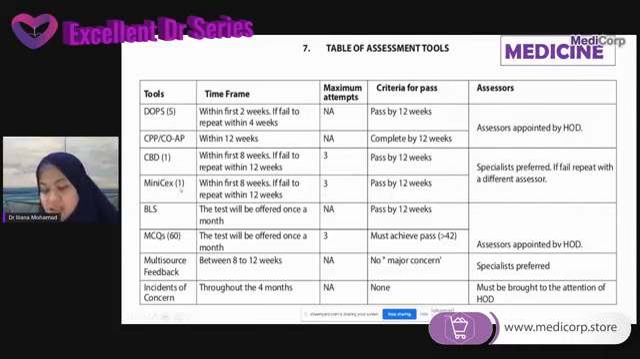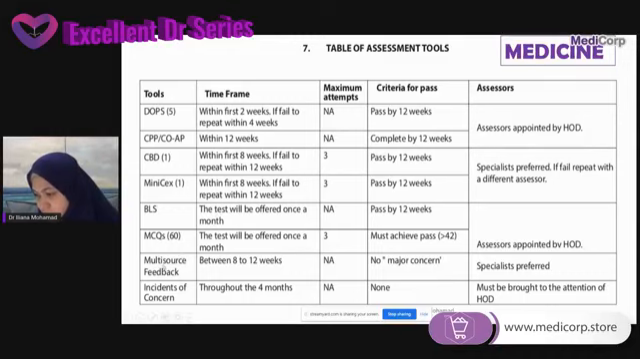And the same goes for mini-CEX, okay. You should try or attempt within the first 8 weeks. If you fail, you can repeat during your 3rd month, okay. And the maximum number of attempts is 3 times, okay. So BLS and MCQ. BLS will be covered during the hospital orientation. MCQ will be offered once a month, or according to your department, okay, based on your department.